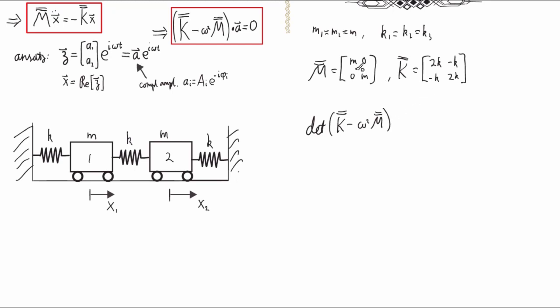If you just look at the form that k and m take, that becomes the determinant of, on the first row, 2k minus omega squared m, as well as minus k. On the second row, we have minus k, and then 2k minus omega squared m, and that has to equal 0. And then we can just calculate this determinant, and here's what we get.